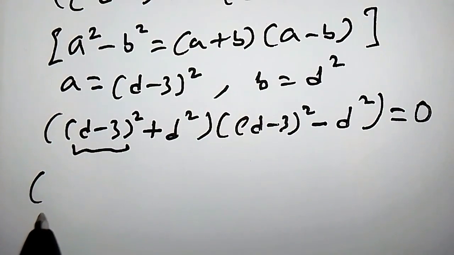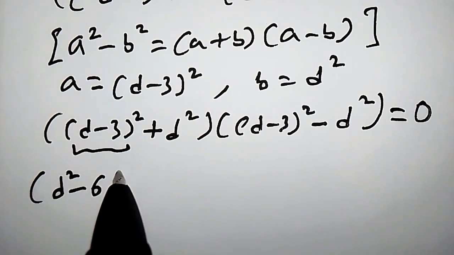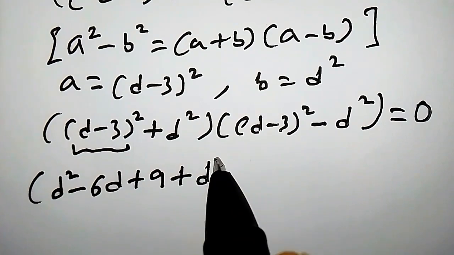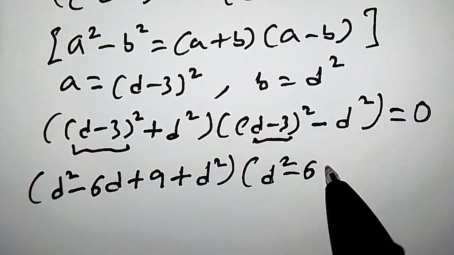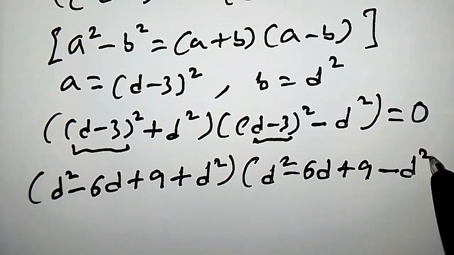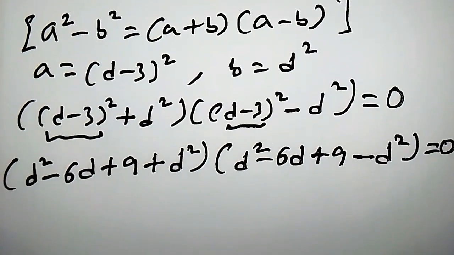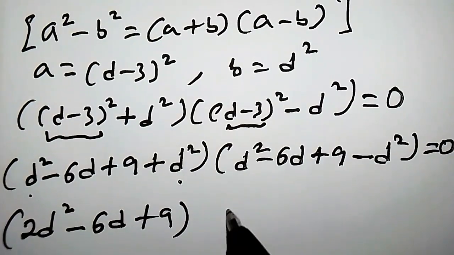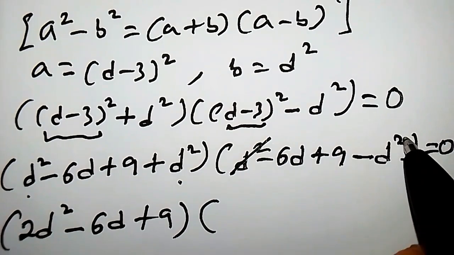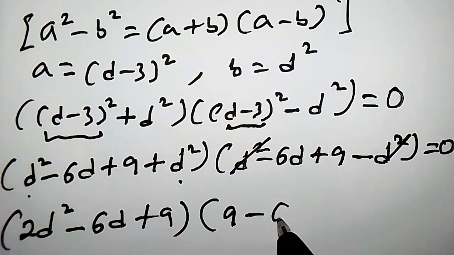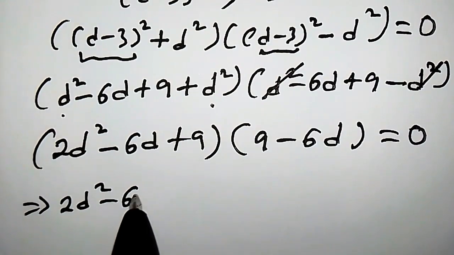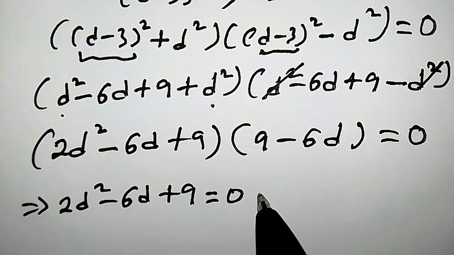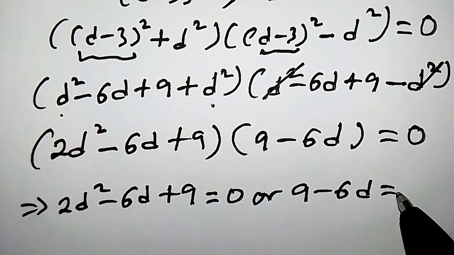(D - 3)^2, if you expand it very well, you will have D^2 - 6D + 9, plus D^2, times (D - 3)^2 minus D^2, which is D^2 - 6D + 9 - D^2 = 0. Let's proceed further. D^2 + D^2, that is 2D^2 - 6D + 9, times, you will notice that this guy and this, they cancel each other. We are left with 9 - 6D = 0. This implies that 2D^2 - 6D + 9 is either equal to 0 or 9 - 6D is equal to 0.